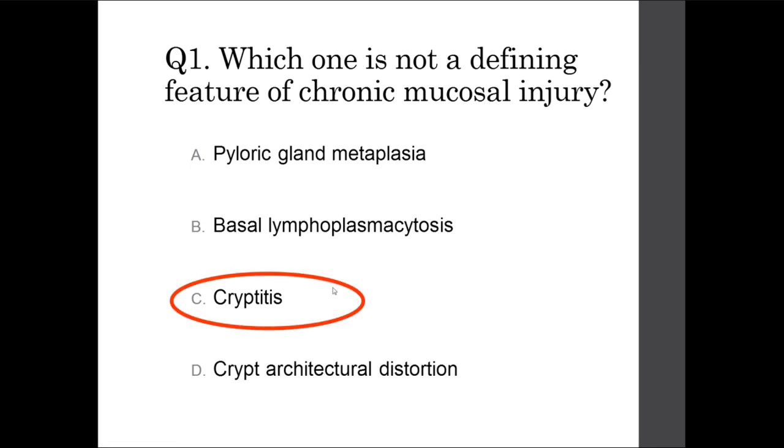All right. Cryptitis, right? I heard somebody. Maybe I went too fast. Many of them are already saying cryptitis. Okay. Cryptitis is the one that I highlighted, and the reason for that is it's a defining feature of acute colitis, can be present in chronic mucosal injury, but it's not a required feature.